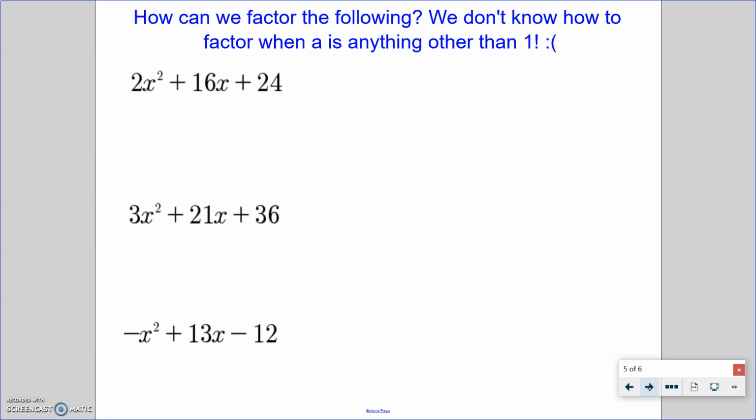All right, so here's the last thing I want to show you guys really quick. How can we factor the following? We don't know how to factor when a is anything other than 1. So if you look at all three of these equations, we don't know how to do that. We only know how to factor if it's a 1x squared.